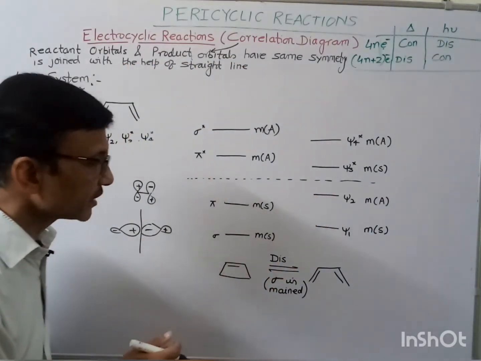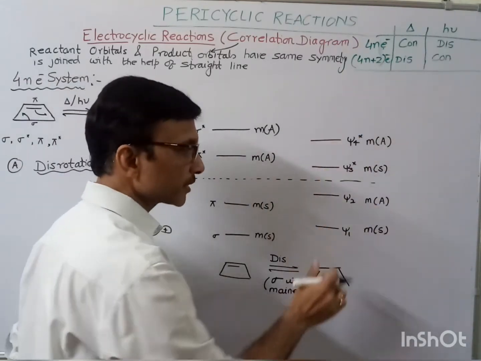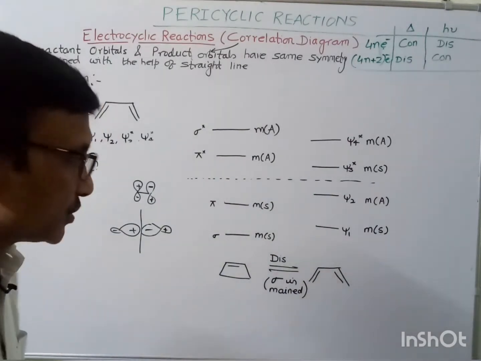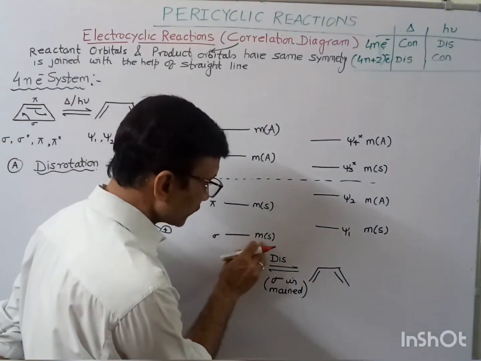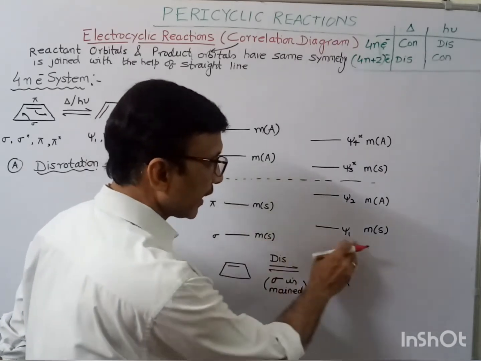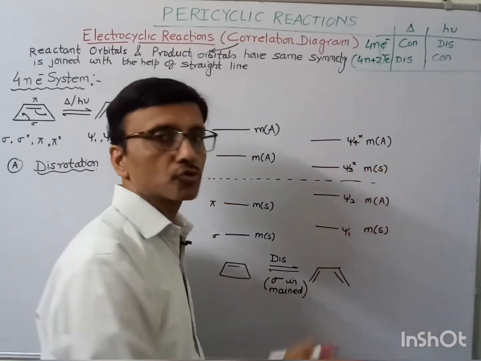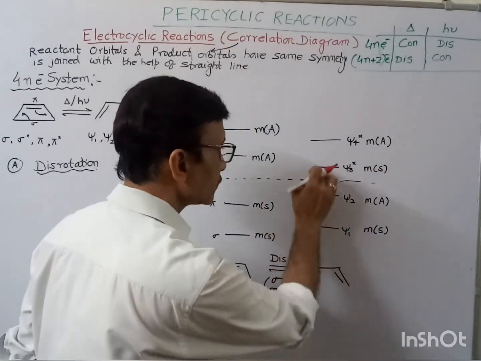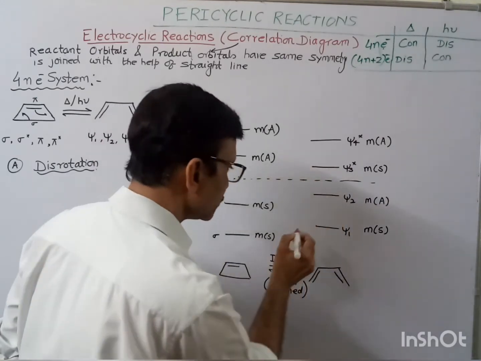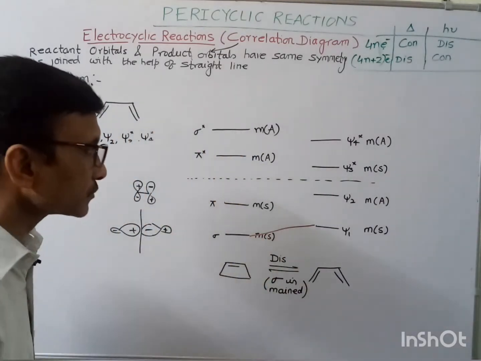So which are having the same symmetry? This is the reactant molecular orbital, this is the product molecular orbital. Let's join them with a straight line having the same symmetry. So this is sigma, mirror plane symmetric, and this is also mirror plane symmetric. So psi 3 star is also mirror plane symmetric, but out of psi 1 and psi 3 star, psi 1 is having the lower energy, that's why we will join it with this line.